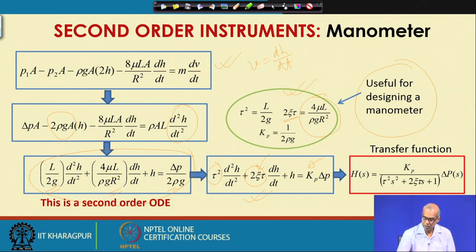The transfer function can be written by taking the Laplace transformation of this. Again, the output by input is equal to k by tau square s square plus 2 zeta tau s plus 1. Note here k is not 1 because your output is a measure of length, but the input is pressure difference. So, they are different signals, and k cannot be 1.